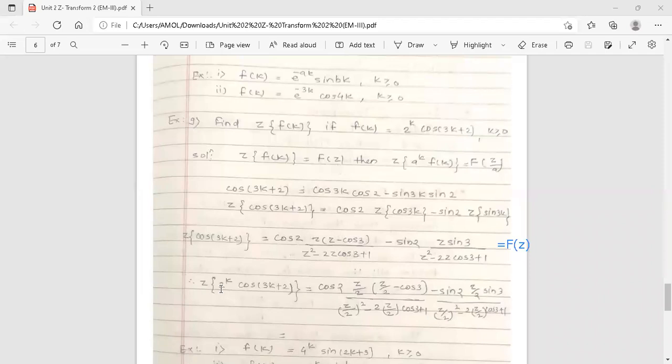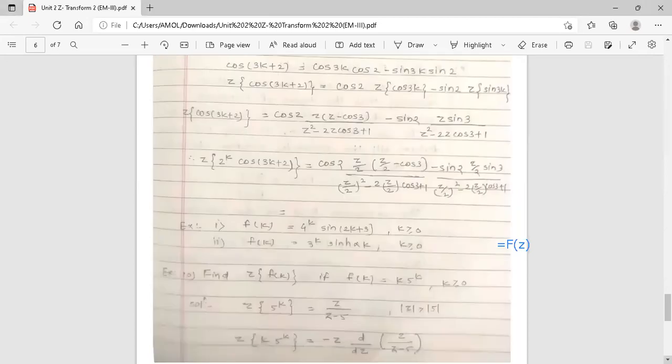So z transform of 2 raised to k into cos of 3k plus 2. So this is the example here. Now z transform of 2 raised to k into cos of 3k plus 2. These are the change of scale property. You can find the transform of this sequences.